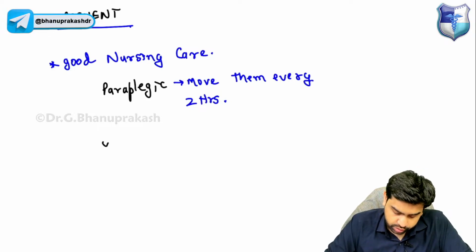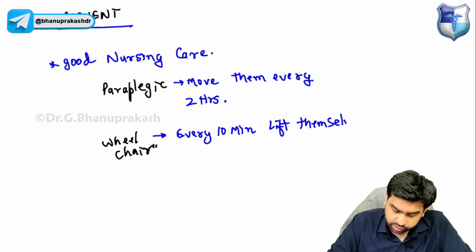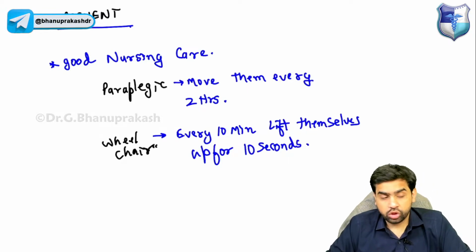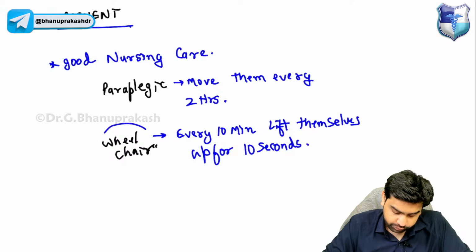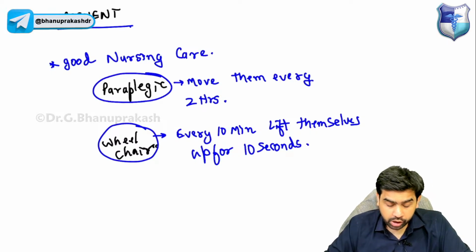But let's assume that the patient is bound to a wheelchair. If the patient is wheelchair bound, then every 10 minutes the patient has to lift themselves up for 10 seconds. Every 10 minutes, you have to lift the patients up for around 10 seconds. That is what you need to understand if the patients are wheelchair bound or paraplegic. I hope you're able to understand this particular point. This is how you prevent the bed sore from formation.